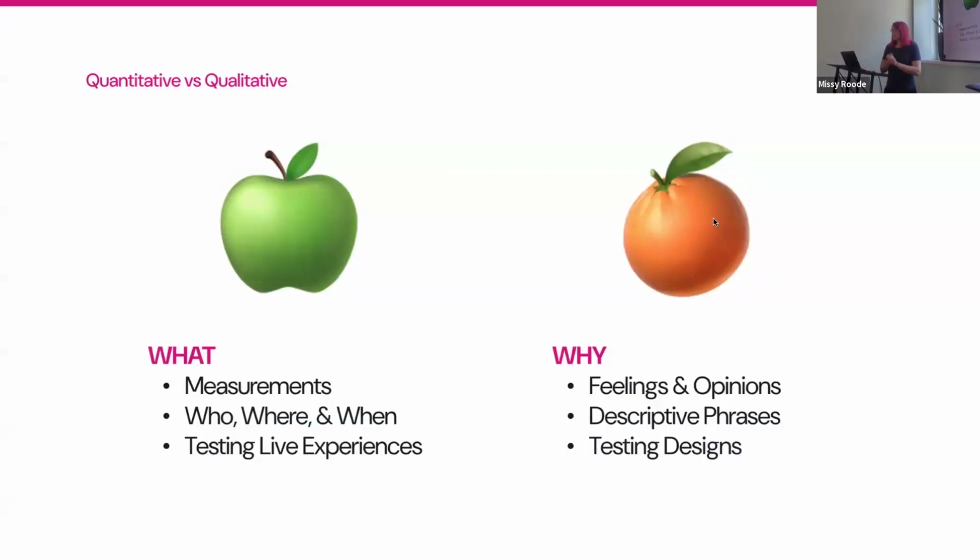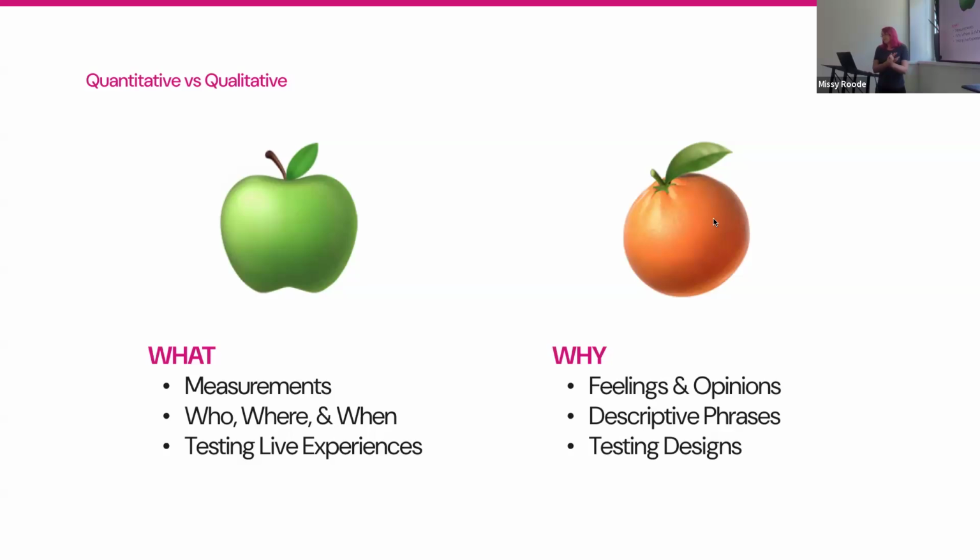All right, so anytime I do this conversation, I always start talking about the quantitative and the qualitative. I know everyone knows this already, but it's always an important level set before we ever have this conversation. And so the quantitative is the what is happening at scale. So it's measurements, it's who, where, when, and usually it's testing or evaluating live experiences. It's either a prototype, although that can be a little harder with quant, or it's live most of the time.